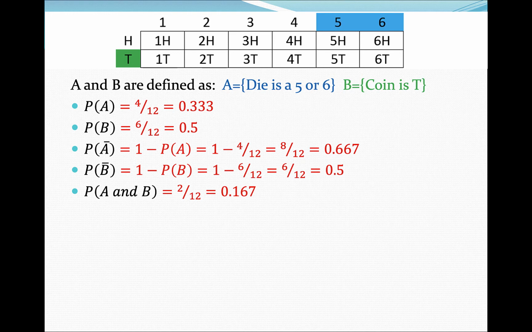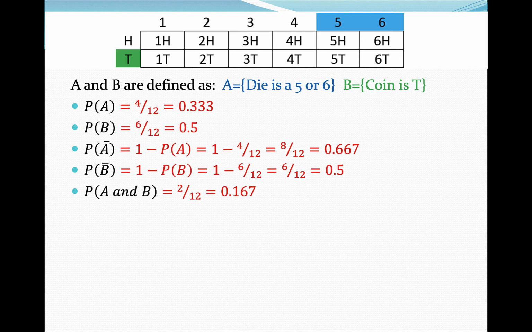The other joint probability is the OR, and it is the probability of A or B. The probability of A or B, again, is exactly like you read it. The probability of A or B would mean that the die is a 5 or a 6, or the coin is tails. So this means you need to include everything in both of these events, but you have to be a little careful here because you don't want to count the overlap twice. That's where sometimes people will make a mistake.